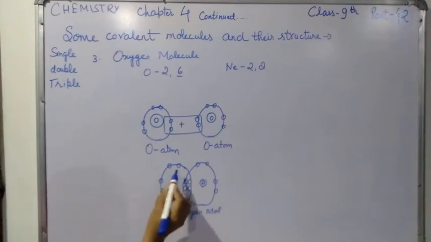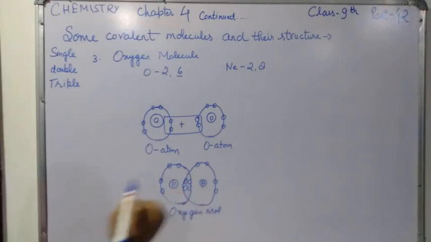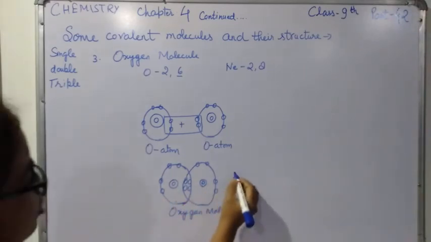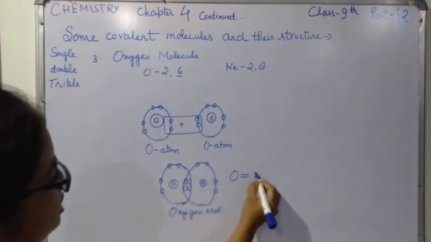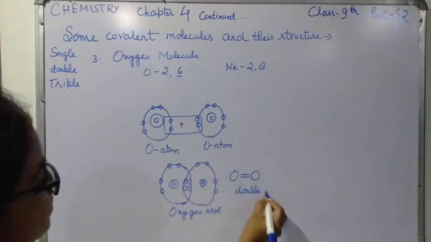In the oxygen molecule you can see 1, 2, 3, 4, 5, 6, 7, 8. In this oxygen atom, 8 electrons; in this one also, 1, 2, 3, 4, 5, 6, 7, 8. So both oxygen atoms are completing their stable electronic configuration. Since they are contributing 2 electrons each, they are making a double covalent bond.